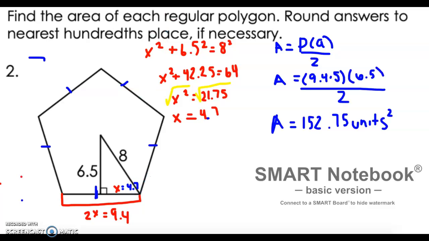Okay, this 6.5 here, this is the apothem of the Pentagon. And so it's from the center of the Pentagon and it's perpendicular to the base and it bisects the base. So if this length here is 4.7, the entire side of the Pentagon is 2 times 4.7, so 9.4. So that means that each side of our Pentagon here is 9.4 units long.